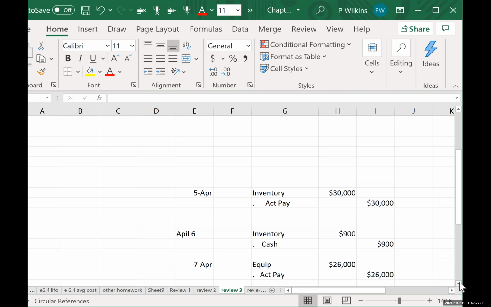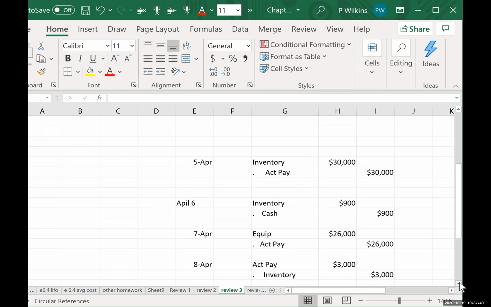Number 4, on April 8th, return some of the April 5th merchandise to Bueller Company, which cost $3,000. So what are we getting in that instance? Well, we're getting a lower bill, right? Because we're returning the merchandise, and we're getting lower inventory. Inventory is an asset, so to make it go down, we have to credit it. And to make our bill go down, accounts payable is a liability, which has a credit balance, so to make it go down, we have to debit it. So we are going to debit accounts payable, $3,000, and we're going to credit inventory, $3,000.